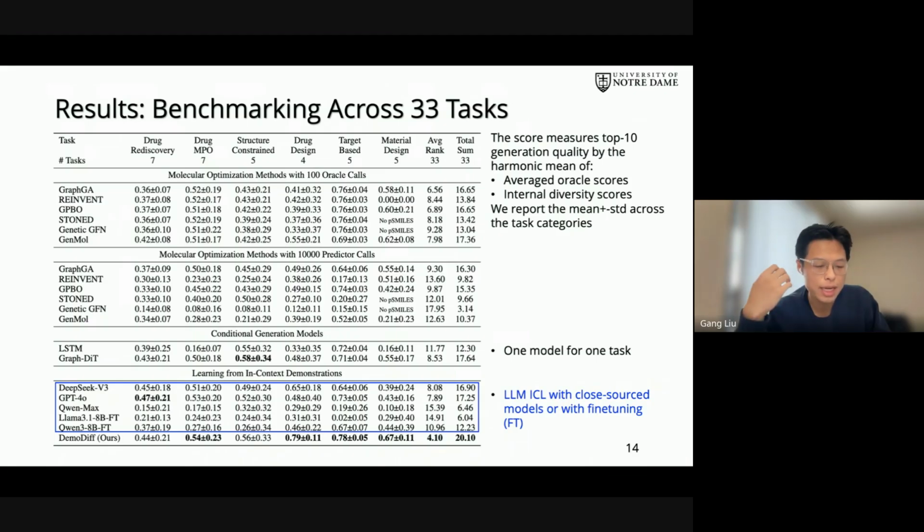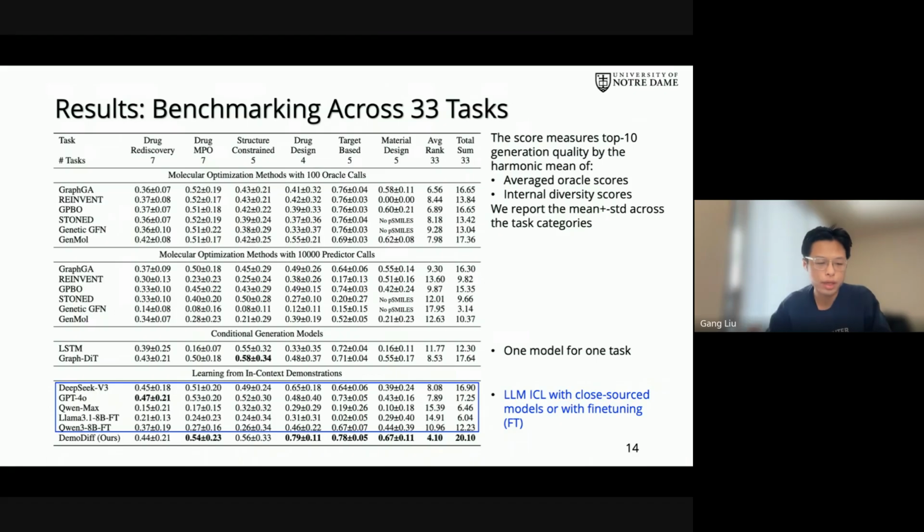But generally, we find that performance degrades. Besides, we compare DemoDiff with 2 conditional generation models, and also with different large language models. For closed-source large language models, we directly call them with in-context learning examples. If they are open-source models like Llama 3.1 and Qwen3, with 8 billion parameters, we first fine-tune them with the same set of molecules used in our pre-training, and then we use in-context learning. We prompt them with the same context, with the in-context examples.